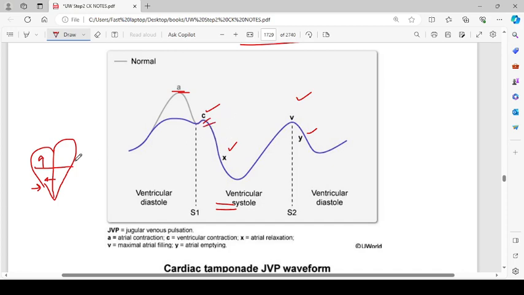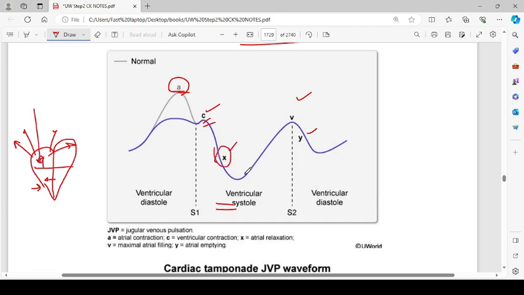This waveform, the jugular venous waveform, basically corresponds to the atrial pressure changes, right? So the A wave was when the atria contract, then the C wave is when the ventricles contract and the tricuspid is pushed into the atria. Then this X descent is during the atrial diastole, when the atrial wall is relaxing and the blood from the venous system is entering the atrium, right? That is giving us the X descent.